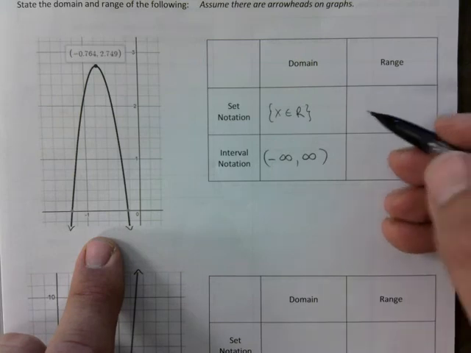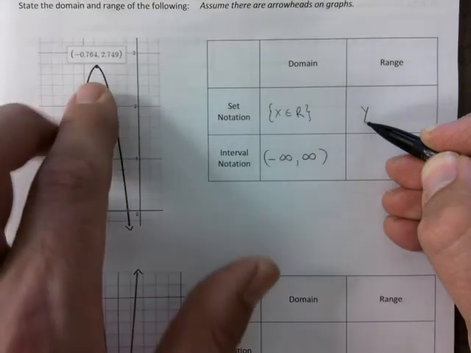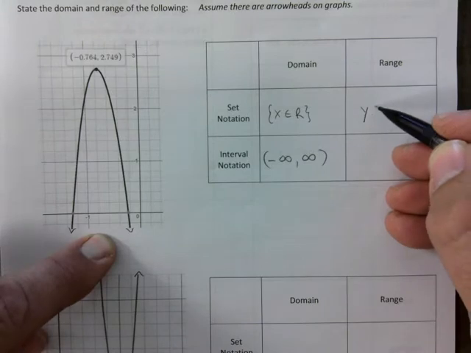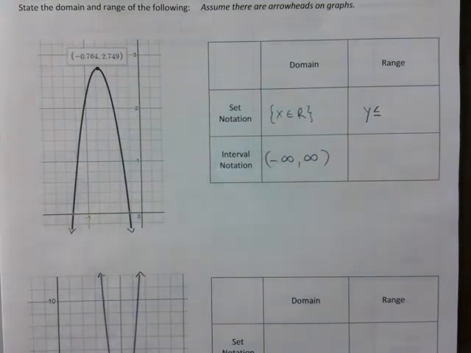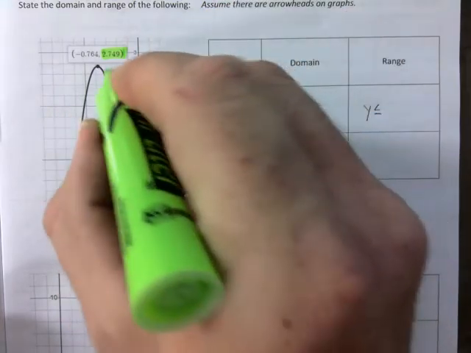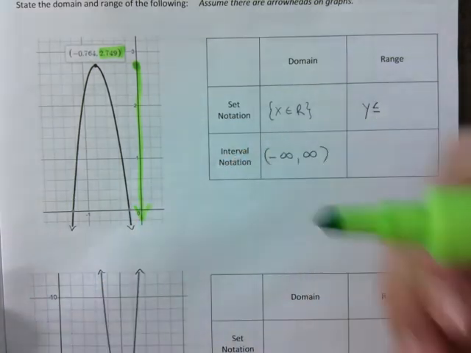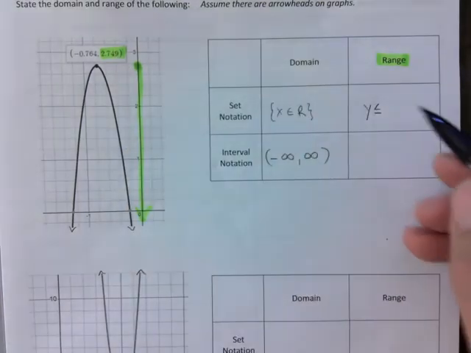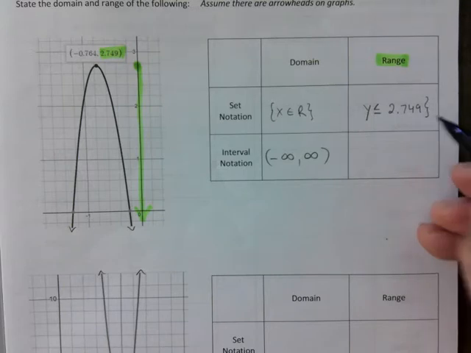For range, we're talking y values, correct? And so you should recognize that this is the highest y value. Everything else is going to be less than that. So in this case, you go y is less than or equal to, and I used green for range, right? So basically, you would go from here down, including that and down. So that's 2.749 in squiggly brackets.